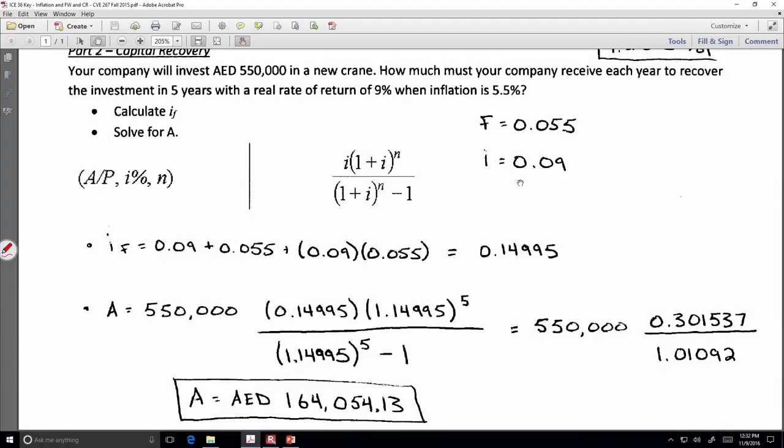The solution that I'm showing on the screen right now says AED is the currency, but all of the calculations are the same if you do it as AED or as dollars. So don't be thrown off by that.